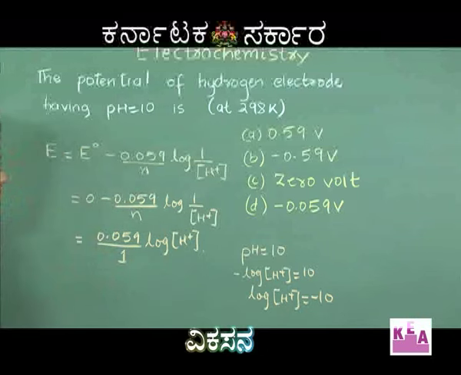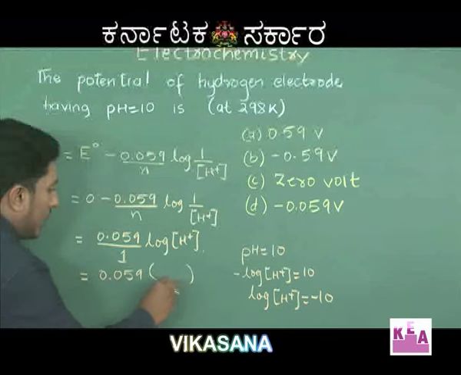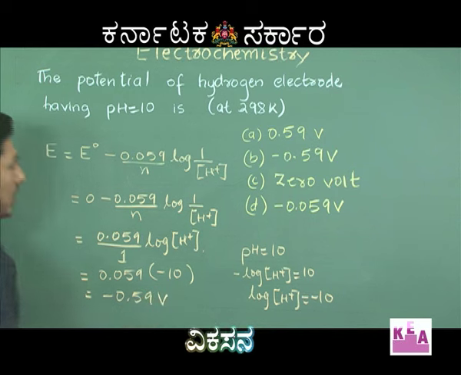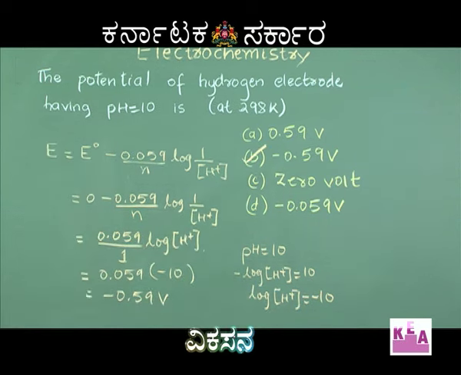So this can be substituted here. Hence, this will be equal to 0.059 into minus 10, that will be equal to minus 0.59 volt. Hence, option B is the right answer.